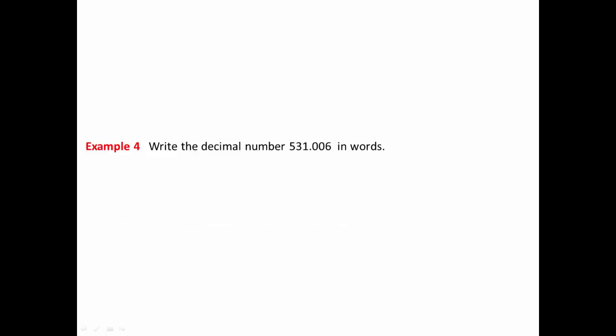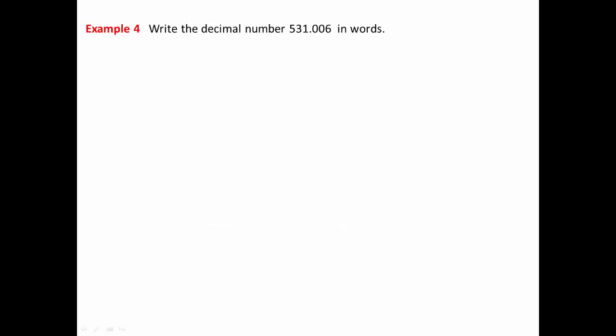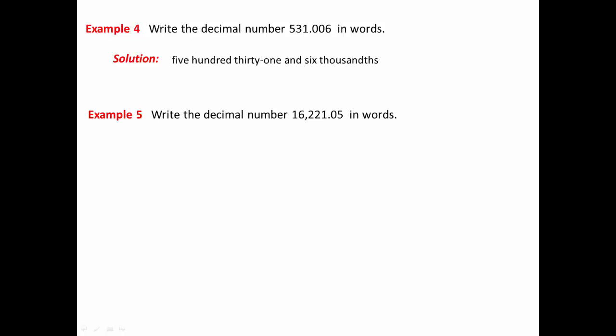For our next example, we will write the decimal number 531.006 in words. Notice that the 6 is in the thousandths place. So the proper way to write this, 531 and 6 thousandths. And for our last example, we will write the number 16221.05 in words. We would write this as 16,221 and 5 hundredths.